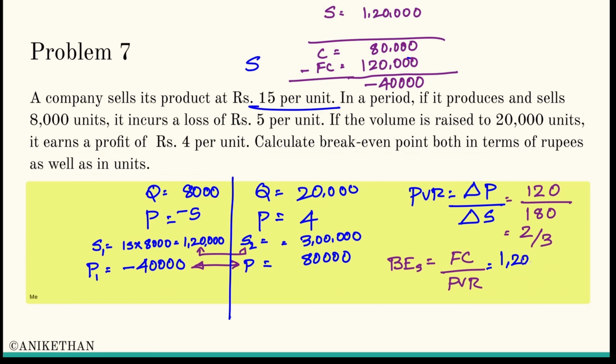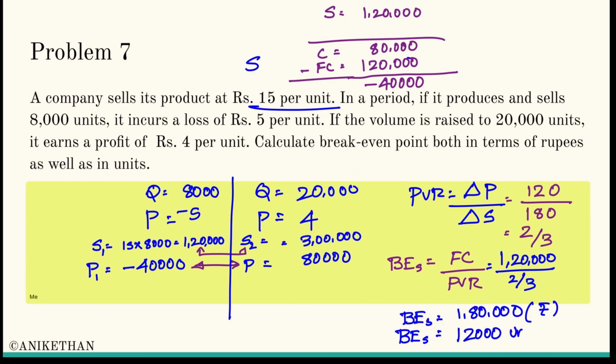So the same fixed cost I will use in this formula, 1,20,000 over 2 by 3. So my break even sales will become 1,80,000. So this is my break even sales in terms of rupees. How do I calculate break even in terms of units? Simple, divide by selling price per unit. In this case, it is 15 per unit. So this will be 12,000 units. Easy. So once you know how to use the formulas in different combinations, then marginal costing is very easy.